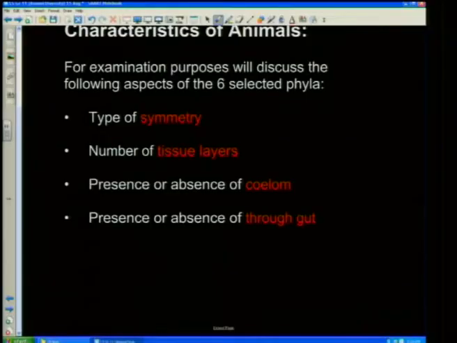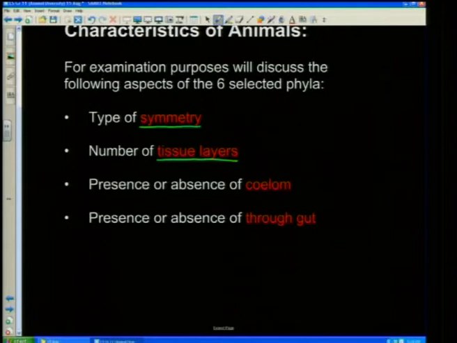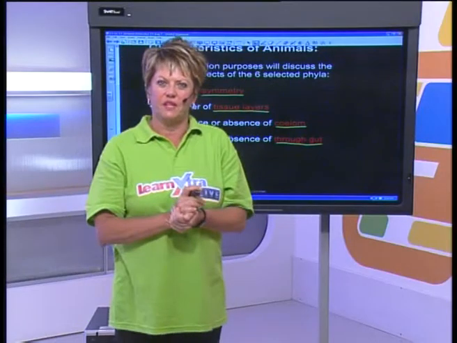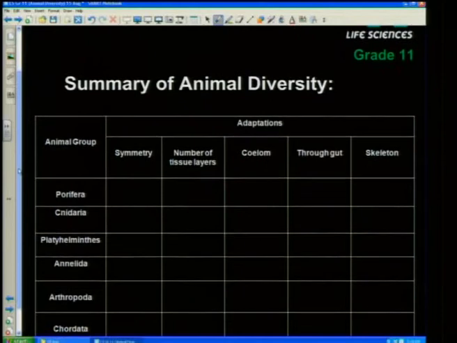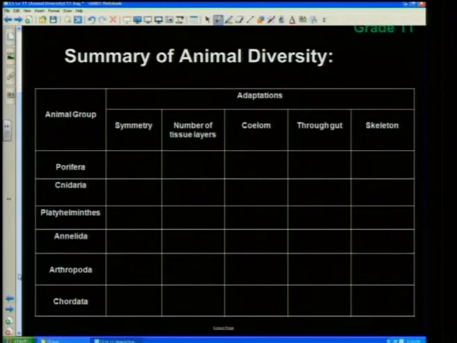And what you're going to fill in onto the table is going to be these aspects. We're going to look at each of those phyla of animals. We're going to look at the type of symmetry. We're going to look at the number of tissue layers. We're going to look at the presence or absence of a coelom. We're going to look at the presence or absence of a through gut. So those are going to be the different aspects that we're going to study under each of these phyla. And that is what your table is going to look like. Now, this is a very, very good way of summarizing this whole section on the animals.